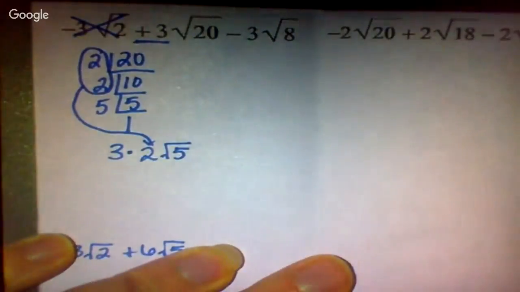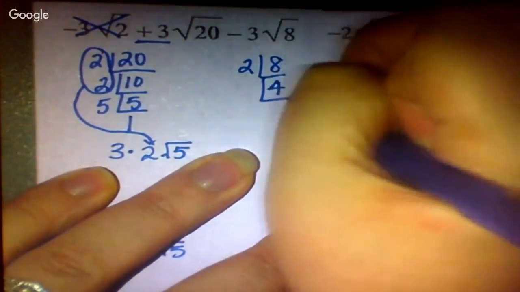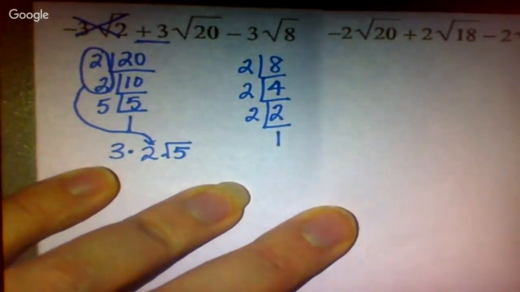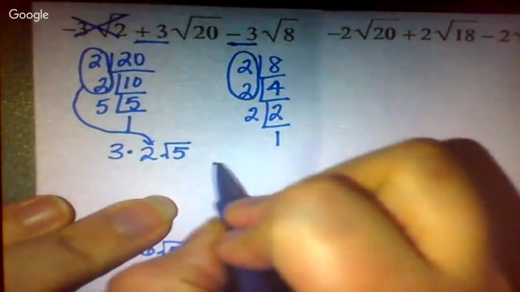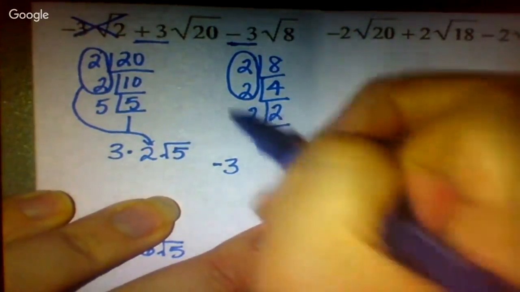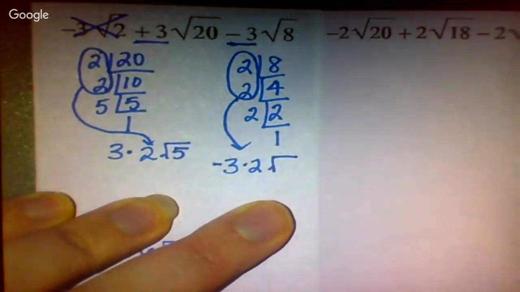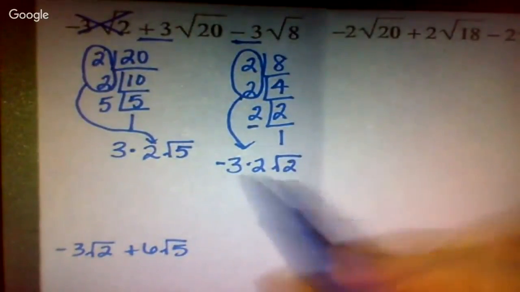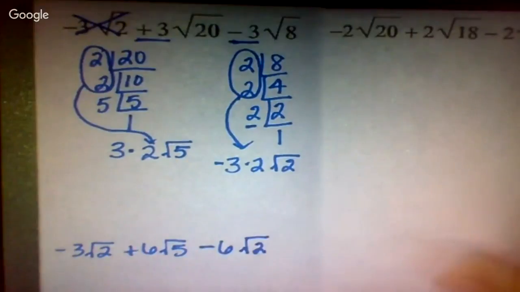Okay, this last one, is 8 prime? No, it's divisible by 2, so let's break up 8. 8 is divisible by 2, which leaves me with? 4. 4 is divisible by? 2. Which leaves me with? 2. 2 is divisible by? 2. Which leaves me with? 1. What am I grouping in? 2s. Okay, again, this one has a negative 3 out front, so don't forget that negative 3. Then I have a group of 2s that comes out front, so there's a 2. And then the square root, what goes back underneath? A 2. That's what's left here. So this is actually negative 3 times 2, which is negative 6 square roots of 2.